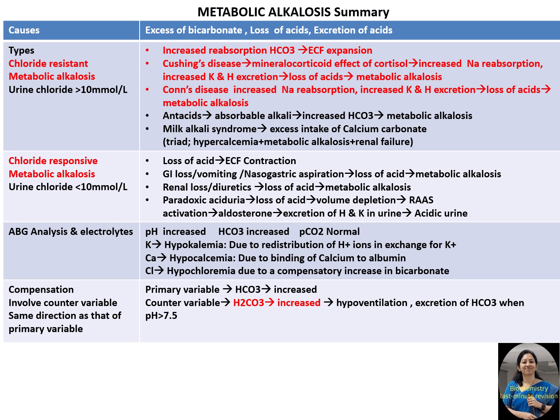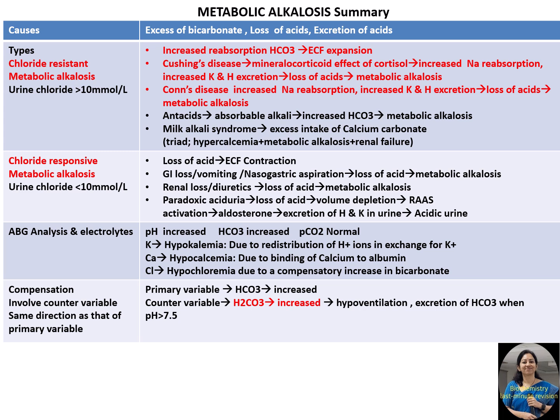The other form is chloride responsive metabolic alkalosis. Here the main characteristic feature is loss of acid resulting in ECF contraction, and the causes include loss of acid from the GIT, severe vomiting, and nasogastric aspiration. In all these conditions, there is loss of acid resulting in metabolic alkalosis. Renal loss in the form of use of diuretic drugs results in loss of H+ ion and leads to development of metabolic alkalosis.